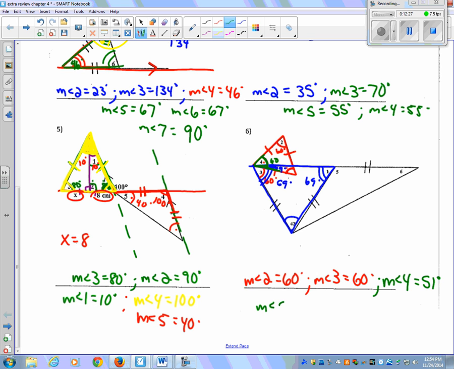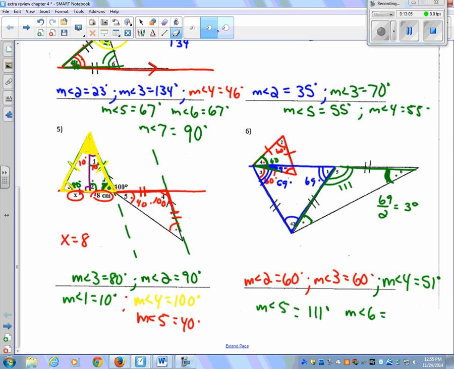Okay, and then the measure of angle 5 is just a linear pair with 69 degrees. So that's going to be 111. And then the measure of angle 6, these two angles are congruent because they are across from these two congruent sides. So it's an isosceles triangle. If this is 111, then we have 69 degrees left for these two angles. 69 cut in half is going to be 34.5.